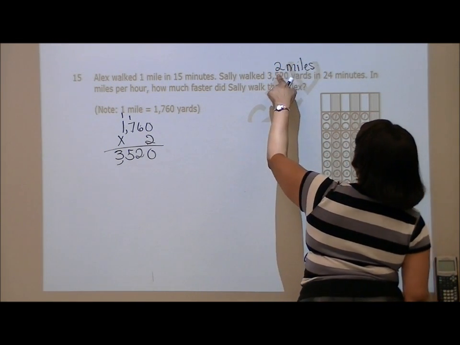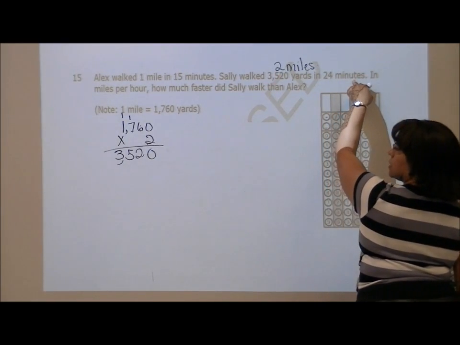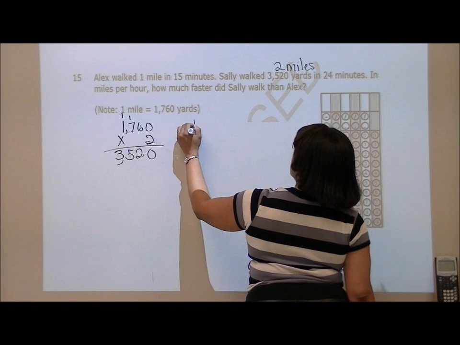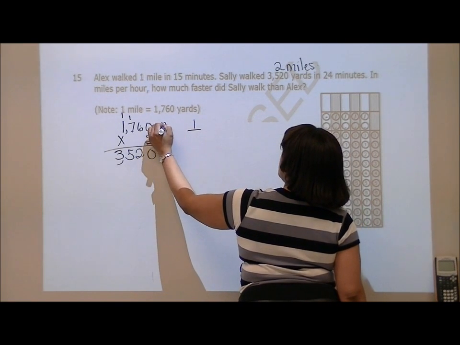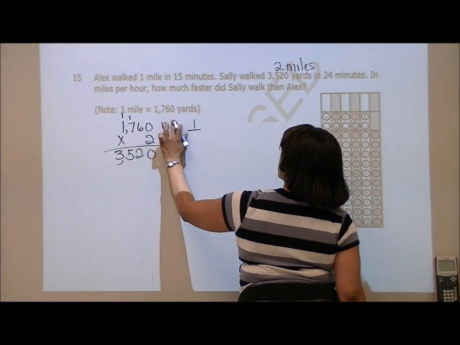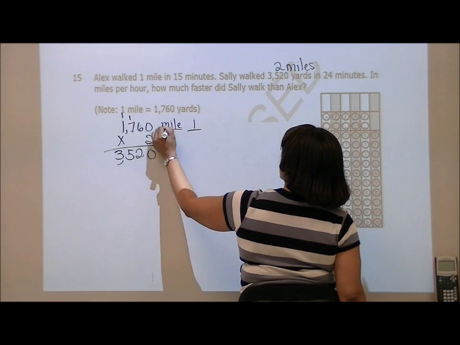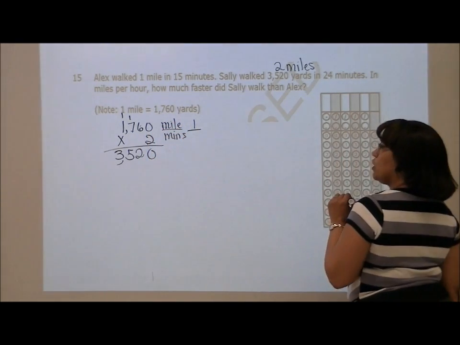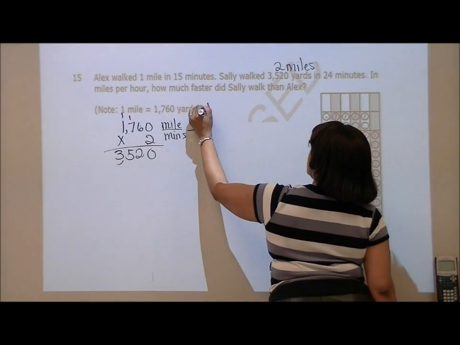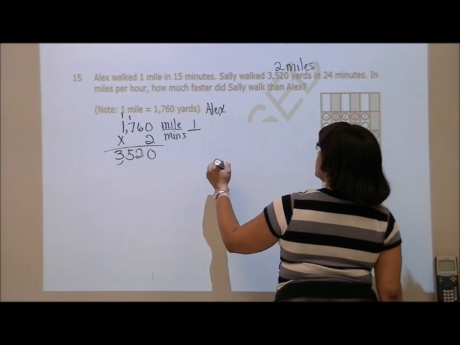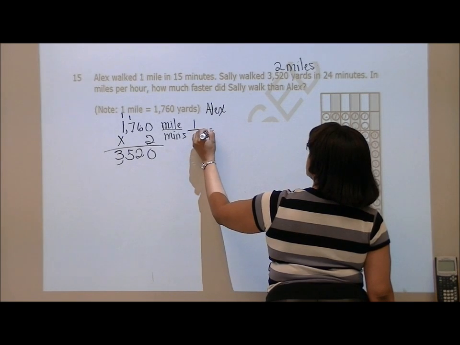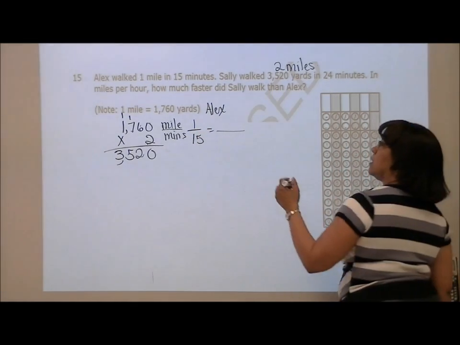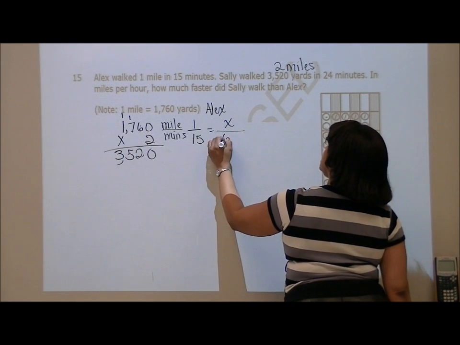So she walks 2 miles in 24 minutes. And she walks 1 mile in 15 minutes. So we say 1 mile, so we're going to put miles over minutes. Okay, so first let's do Alex. Alex is here. Alex walks 1 mile in 15 minutes. So we're going to set up a proportion. 1 mile is to 15 minutes as how many miles is to 60 minutes.